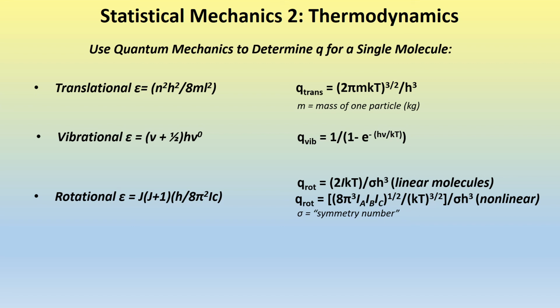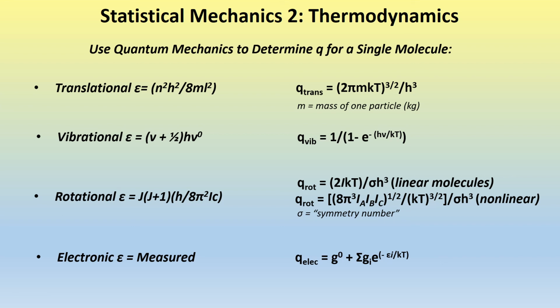For example, a linear diatomic like nitrogen would have a sigma of 1. It doesn't matter how you turn it. HCl, on the other hand, is linear, but it has two possible directions, so sigma is 2.